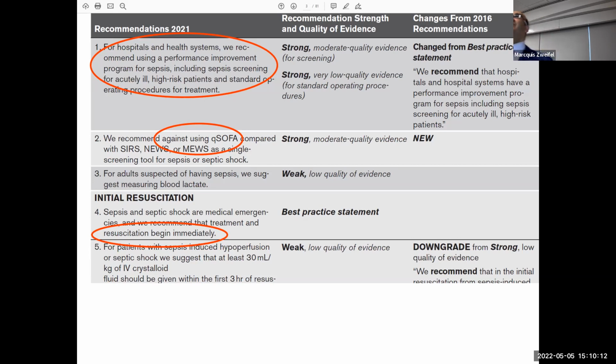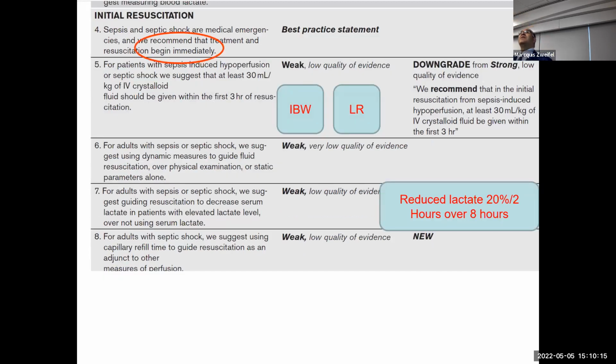So, okay, got it? Okay, so here, recommend to begin medications immediately and resuscitation immediately, fluid, antibiotics. Crystalloid should be given, completed, your bolus within 3 hours. Okay, so you need to start within the first hour, complete it within 3 hours.